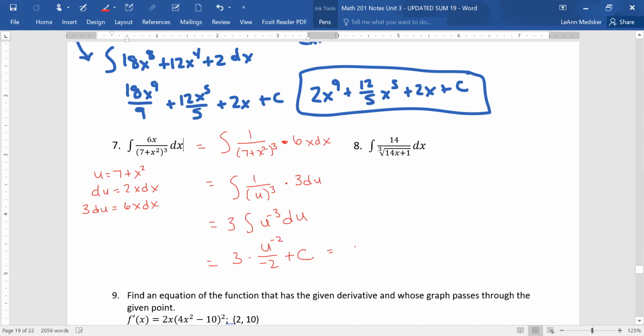So this guy would be, let's see, a negative 3 over 2, and then this u squared is going to the bottom, and u is 7 plus x squared, plus c. So there's my answer to that one.